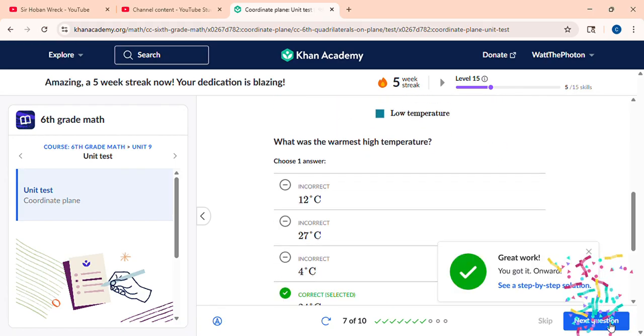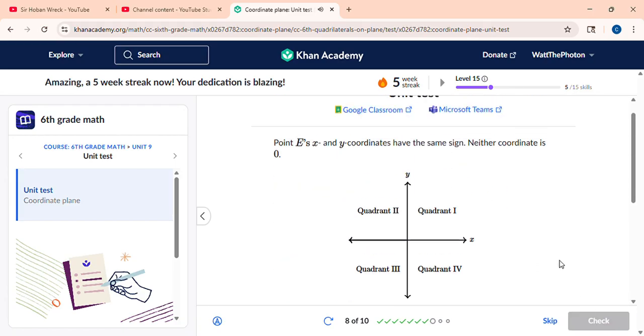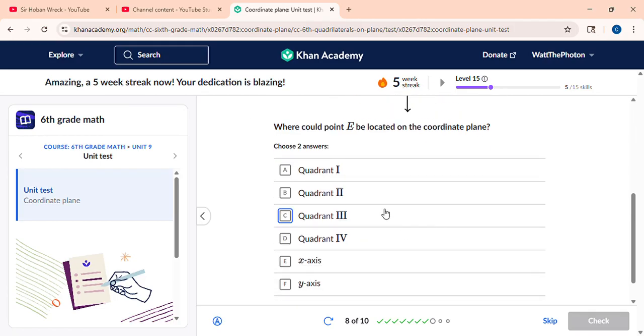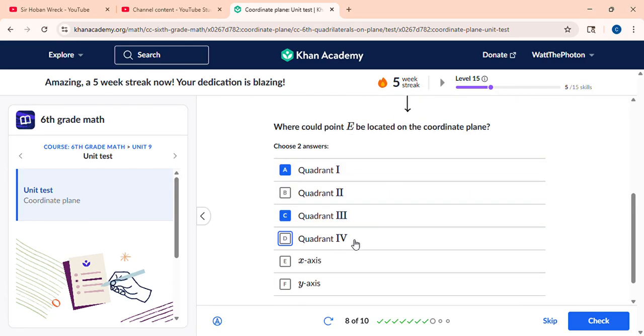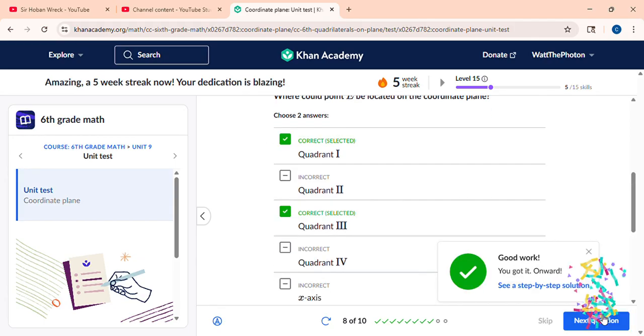There you go. Where could E be located? Point E, x and y coordinates have the same sign. So it's either 1 or 3, and neither coordinate is 0. Can't be 2 because that's negative positive, and this is also negative positive. Can't be the x or y axis. There we go.